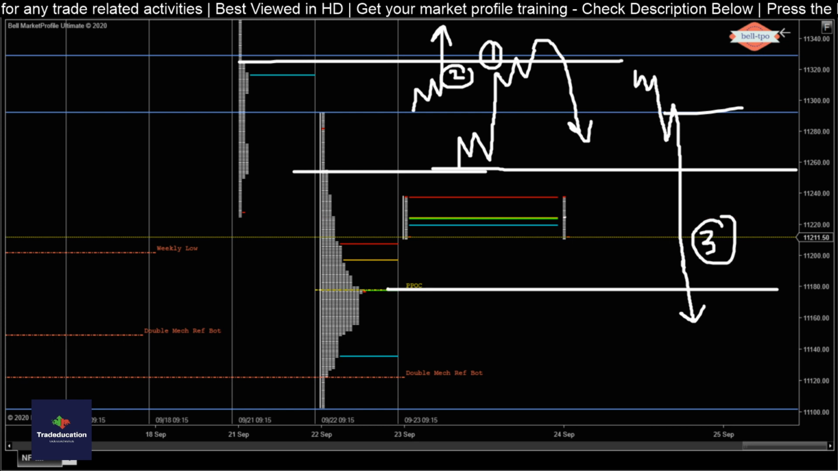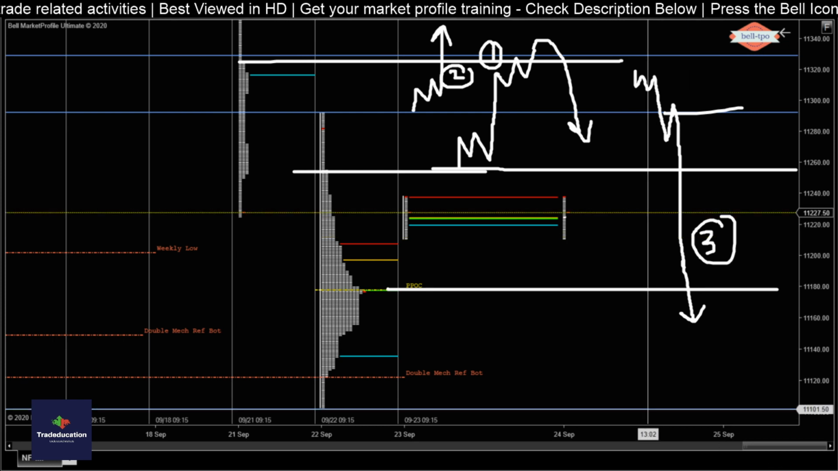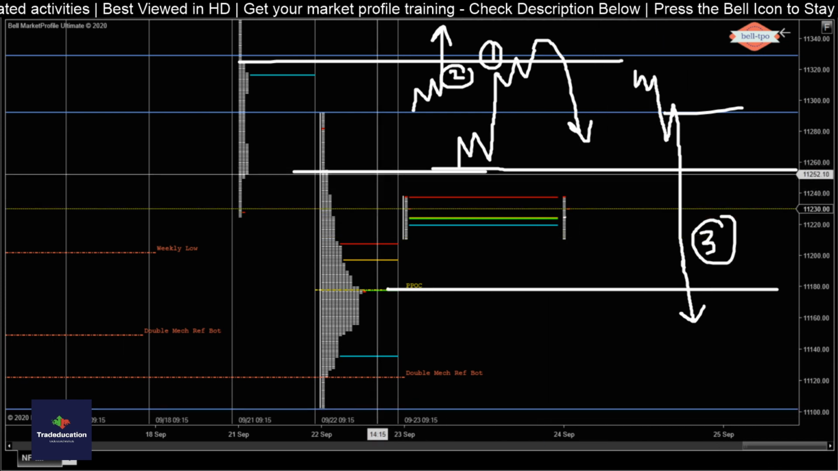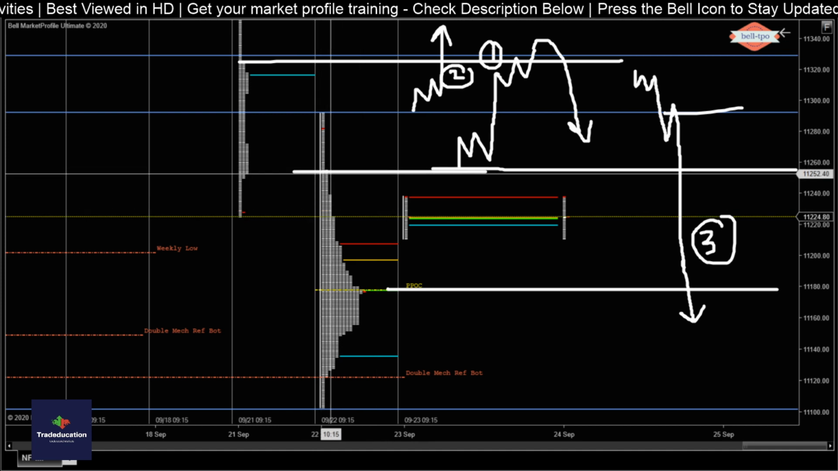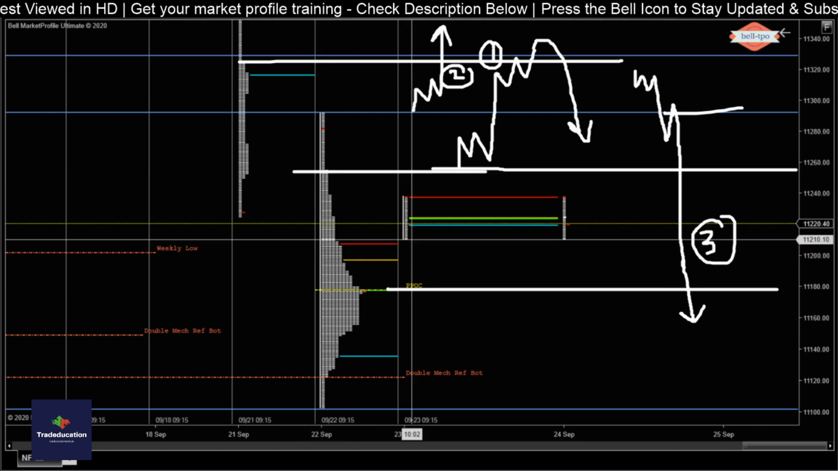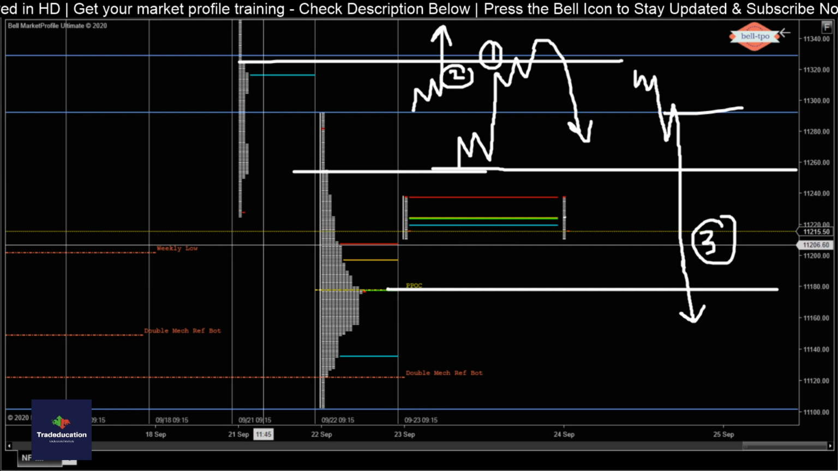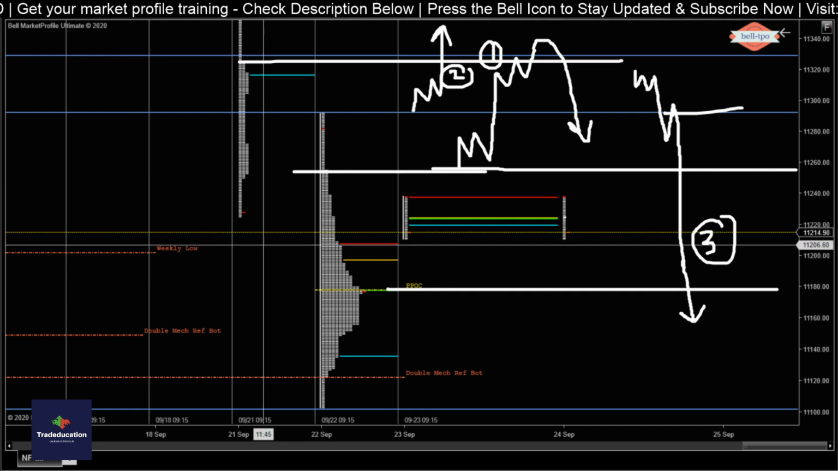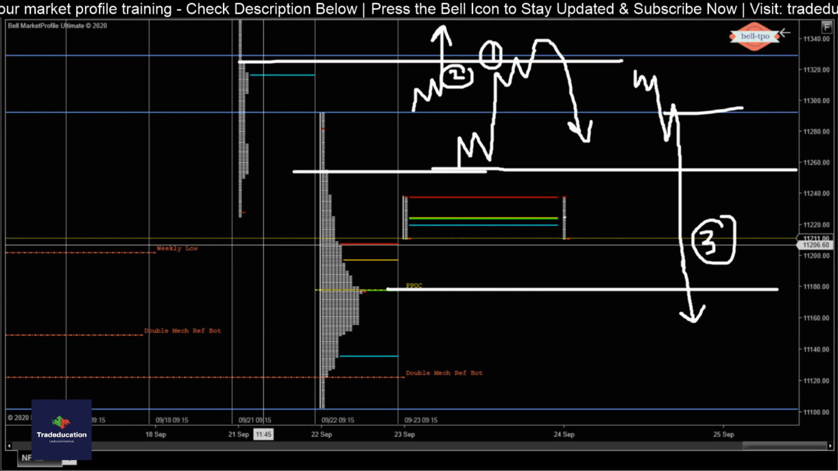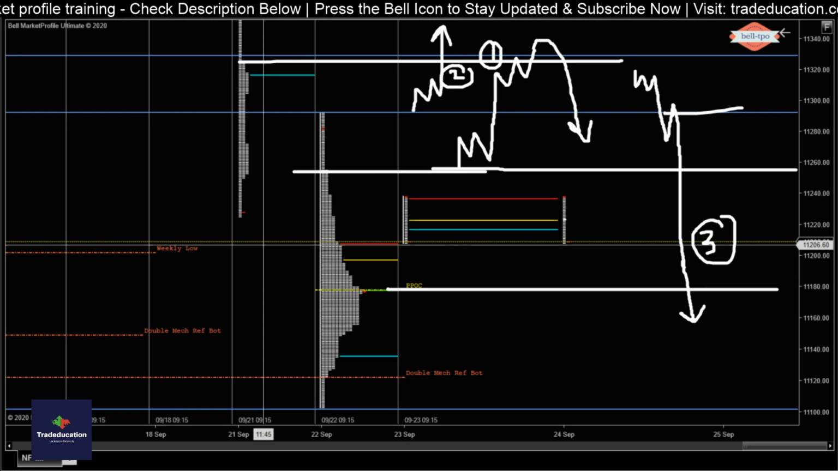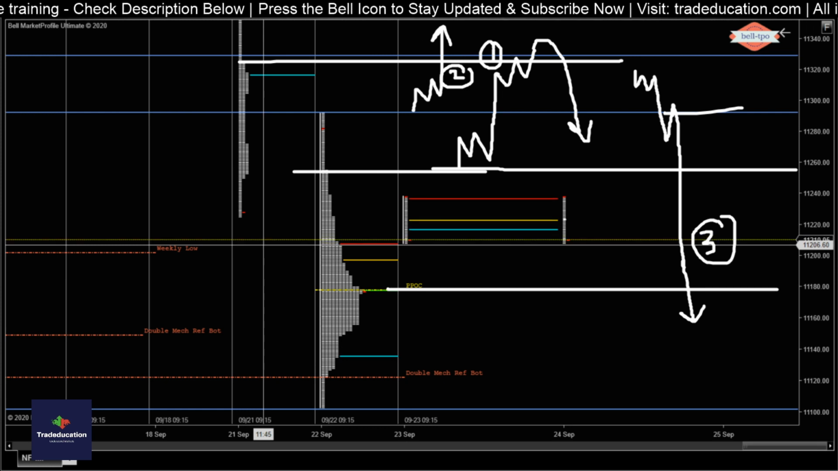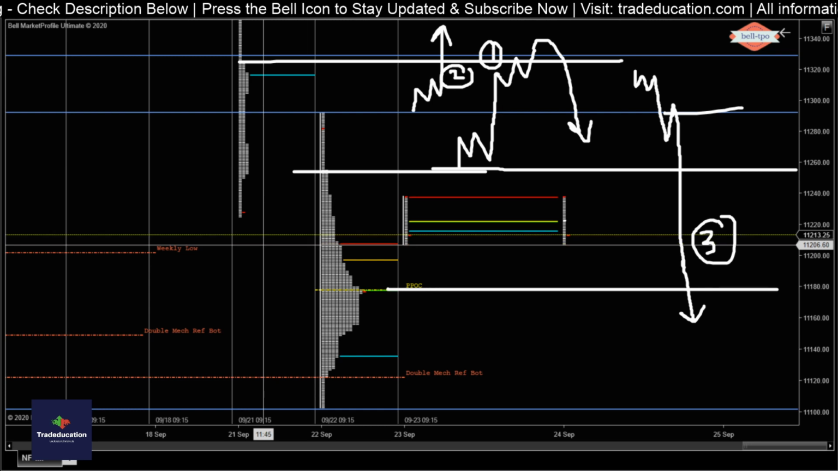Okay, so the auction is open within yesterday's range. So this is the reference point which I'll be keeping, the single print zone. Nothing much. So value area high has been tagged.